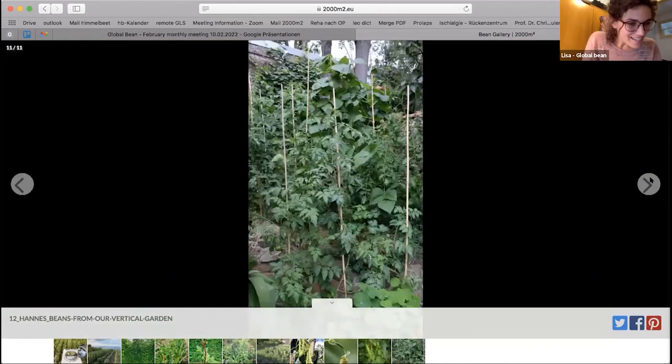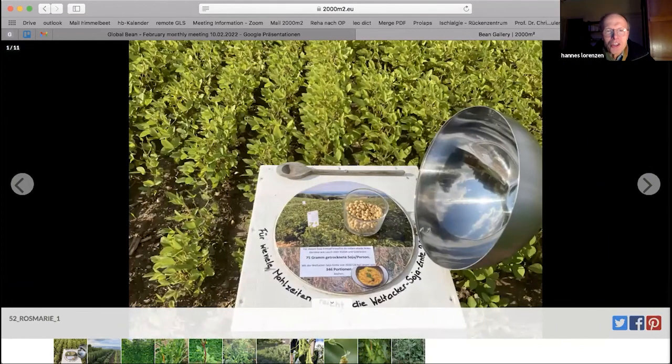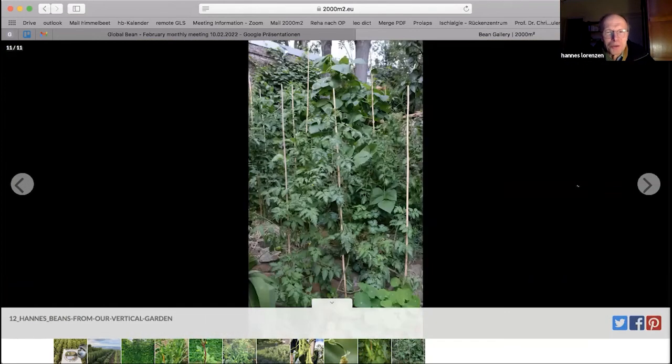Thank you very much. This is the second picture from Hannes, also from this. There you can see that was the kind of roof building, and it became a kind of jungle in the end for the grandchildren.